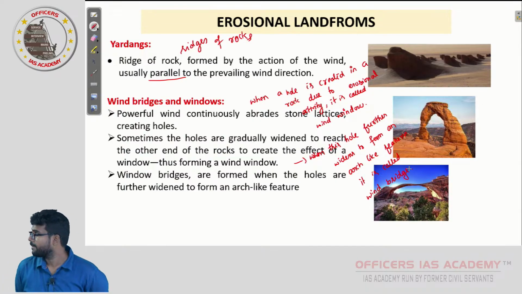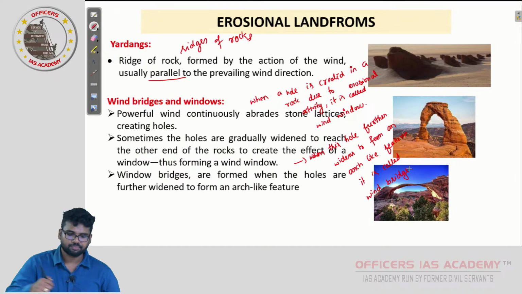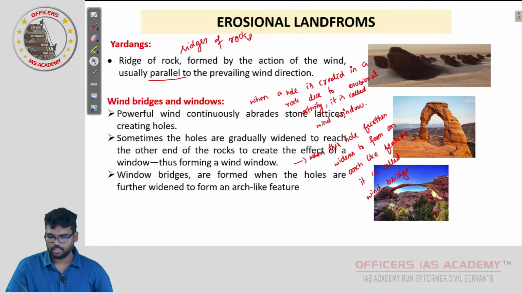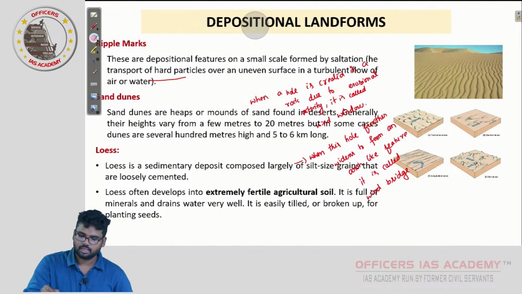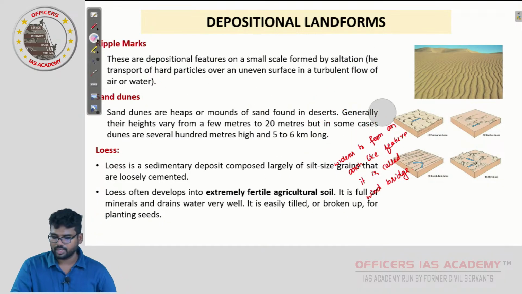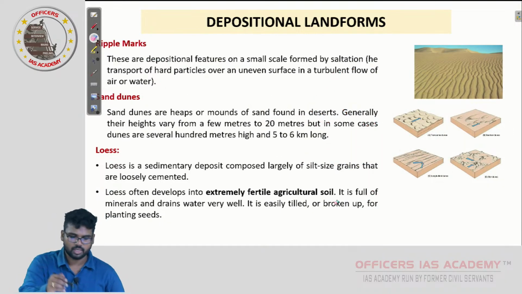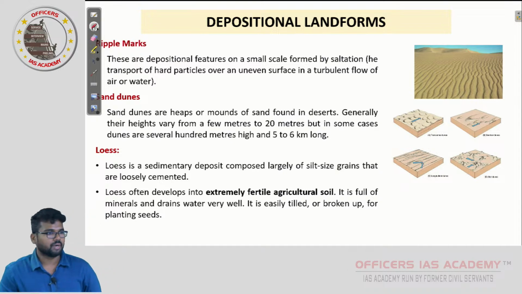So these are all some of the erosional ones. Now we can look at the depositional ones. Okay, so please put the next subheading, that is depositional landforms. Here the landforms are less in number, so we can parallelly discuss and write about them. Okay, the first one, please put ripple marks.